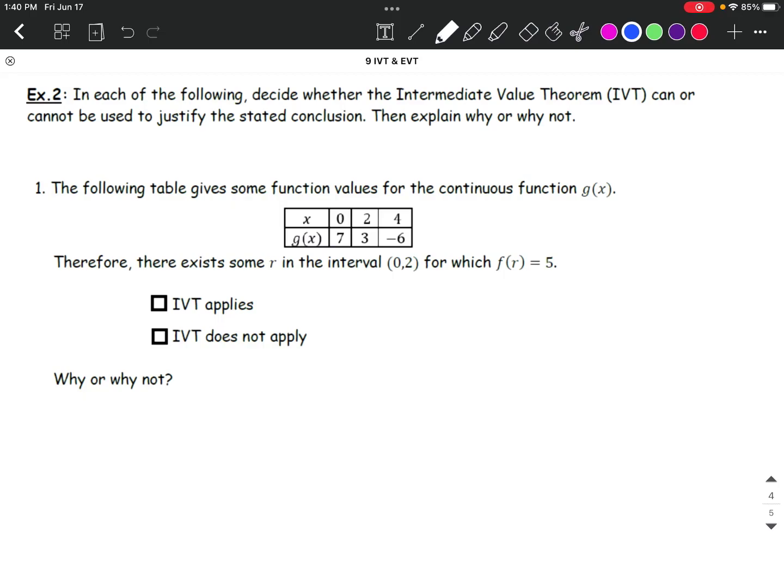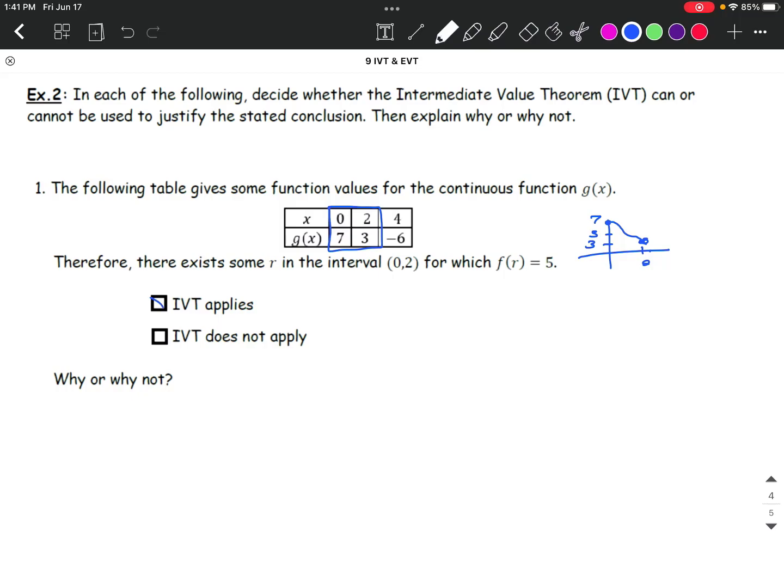Given that, they want to conclude that there exists some r in the interval from 0 to 2, so in between 0 and 2, where g of r equals 5. Now think about this, between 0 and 2, so we're looking in here. At 0, we're up here at 7. At 2, we're down here at 3. Is there a time where we will have to have a height of 5? Well, 5 is in between them, isn't it?